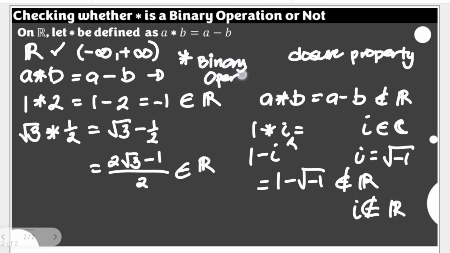This would mean that our star here is a binary operation, since we have established that for all elements of the real numbers under A minus B, which is the definition of our star, the closure property will hold. This means that the star here is really a binary operation under the set of real numbers.